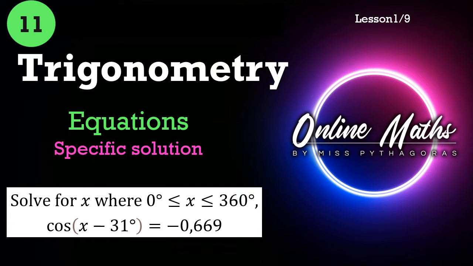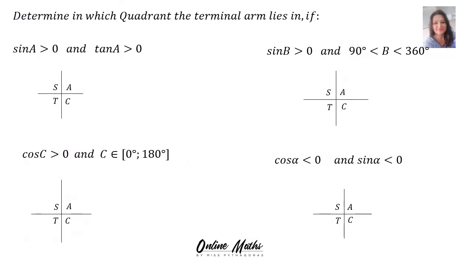Hello everybody, in this lesson I will deal with trig equations specific solution. Now before I get to the actual sums that you can expect in the exam, I just need to explain something with you. The question says determine in which quadrant the terminal arm lies in if, and then I give you two scenarios. Now, this is very important because this is how you will pinpoint in which quadrant your terminal arm lies.